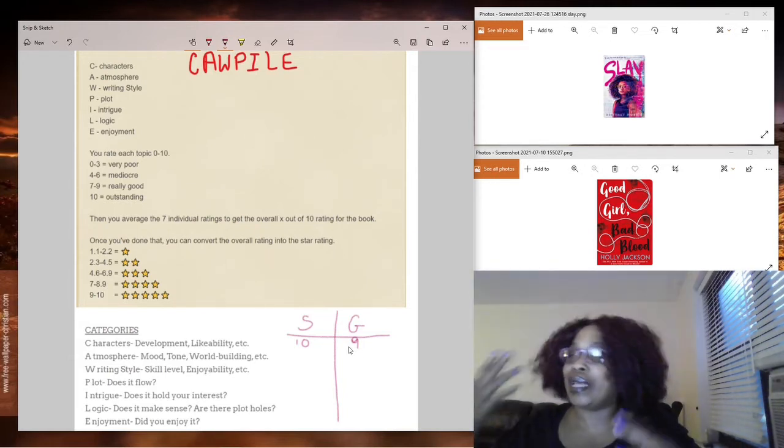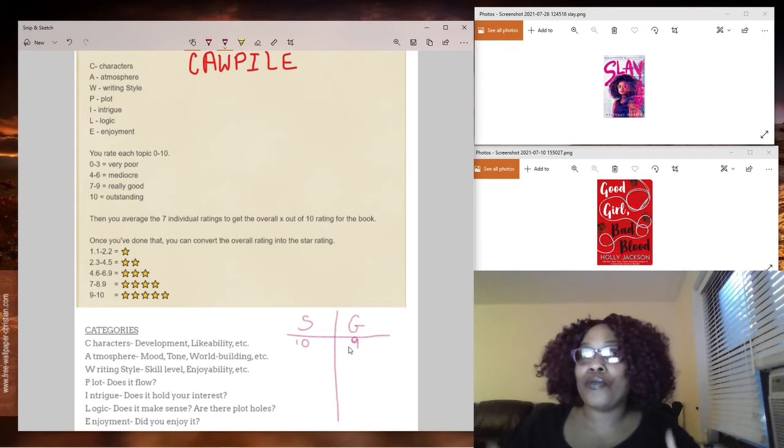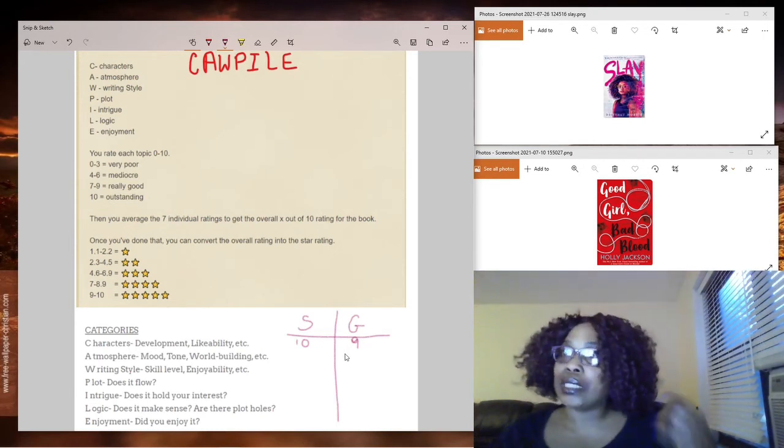So that's why I gave it a 9. But it didn't take away from the book. I still really love the book. I still feel like I got enough from the book. I just felt like it should have been developed a little bit more.